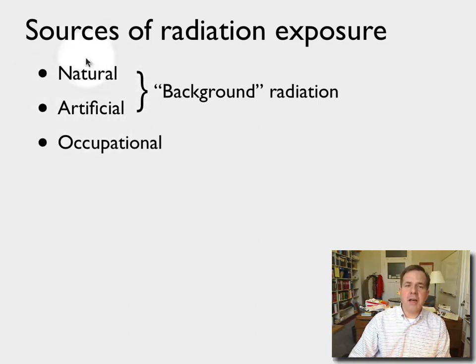And everybody in our society is exposed to both of these. And so we refer to these as the background level of radiation. When we think about radiation-producing equipment, now we're talking about occupational radiation exposure, exposure that happens during the course of doing work.